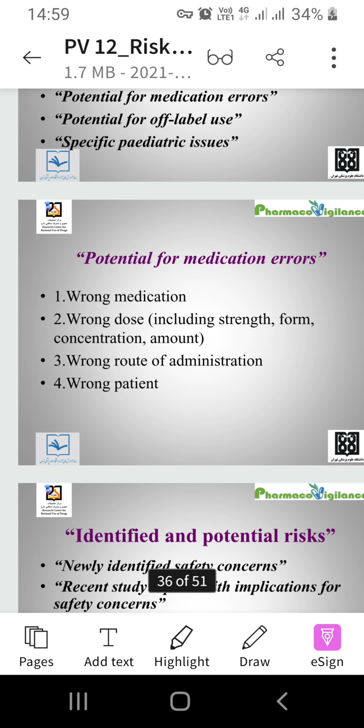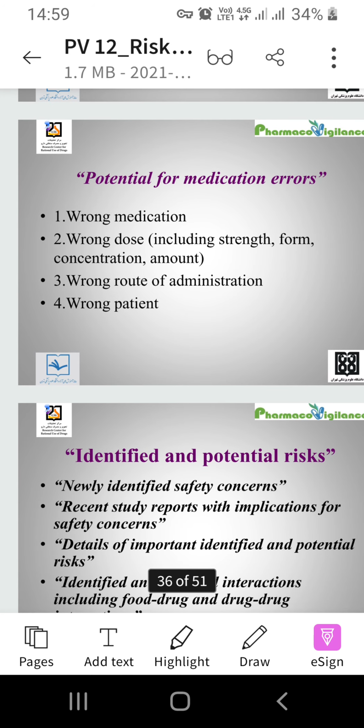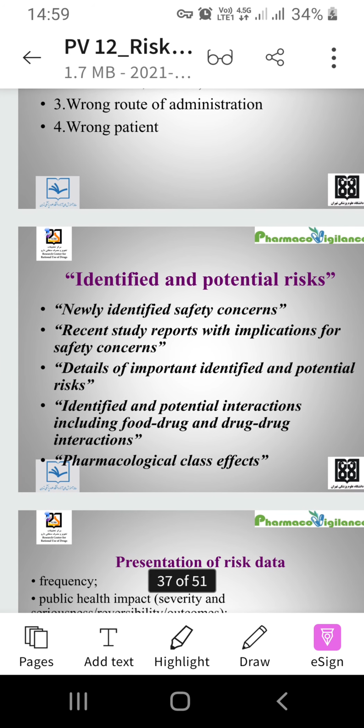Okay, what does potential for medication error mean? It means the wrong medication, a wrong dose, including strength, a wrong form, wrong concentration, wrong amount, wrong route of administration, or the wrong patient. These are the potentials.